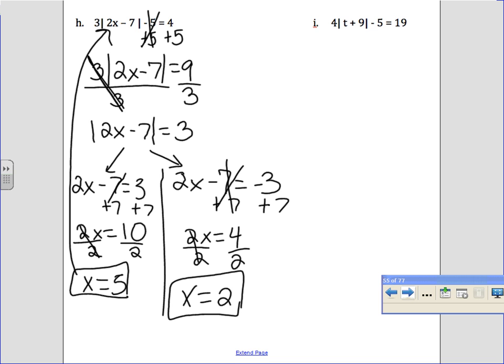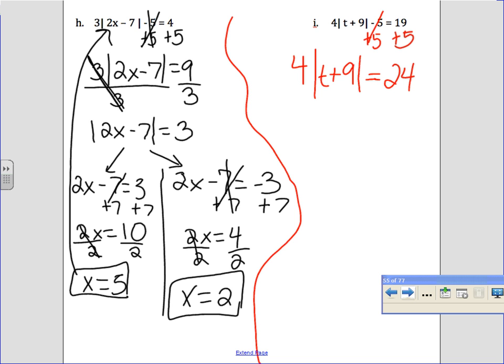Okay, let's just start one more of these together, and then I'm going to have you try one on your own. So let's start letter I. The first thing you want to ask yourself again is, is this in the form absolute value of something equals a number? It's not, so we have to add 5 to both sides. We have 4 times the absolute value of t plus 9 is equal to 24.